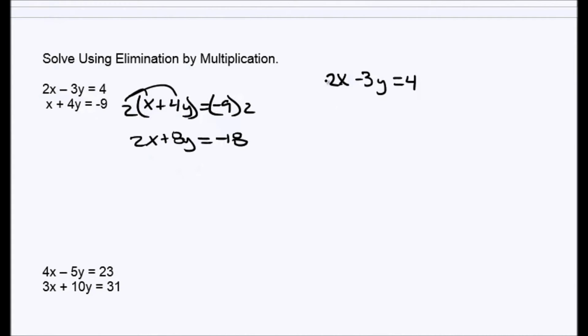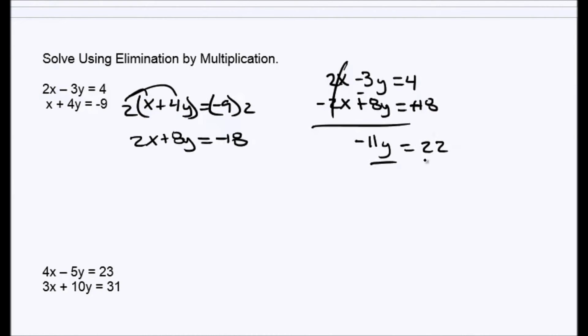Now I could use subtraction. So 2x plus 8y is equal to negative 18. So I could use subtraction and change all the signs and then combine. So that zeroes out. A negative 3y and a negative 8y is a negative 11y. 4 and 18, that is 22. Divide both sides by negative 11, and y is equal to negative 2.